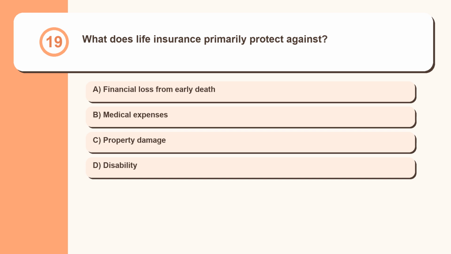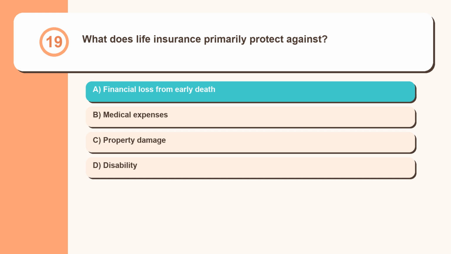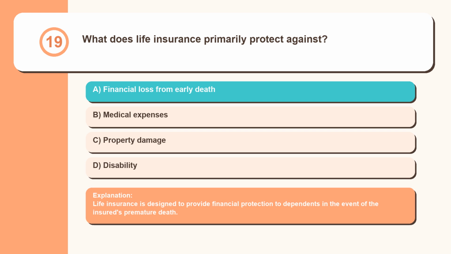Question 19. What does life insurance primarily protect against? Financial loss from early death, medical expenses, property damage, disability. Life insurance is designed to provide financial protection to dependents in the event of the insured's premature death.